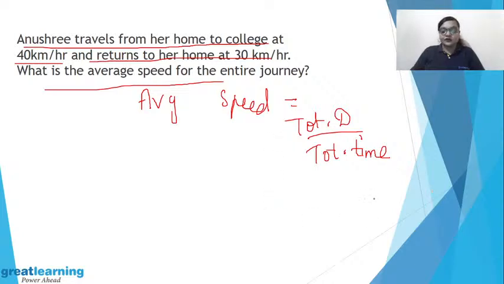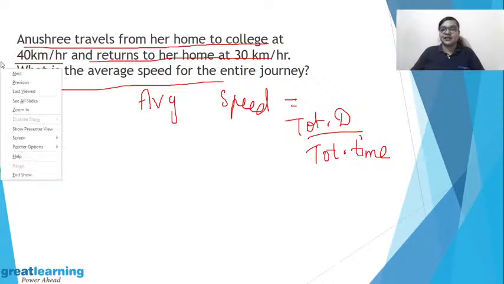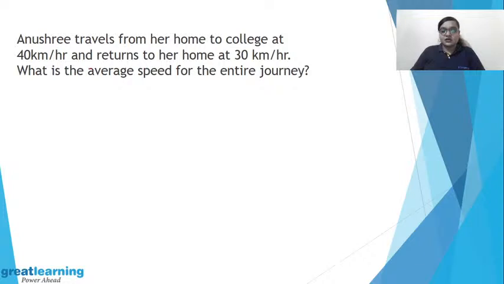Whenever we approach an average speed based question, the first thing we have to remember is that it's the same as the normal average we calculate. Average speed is equal to total distance divided by total time taken. That is the basic thing which we have to remember. Now, if you look at this particular question, right?